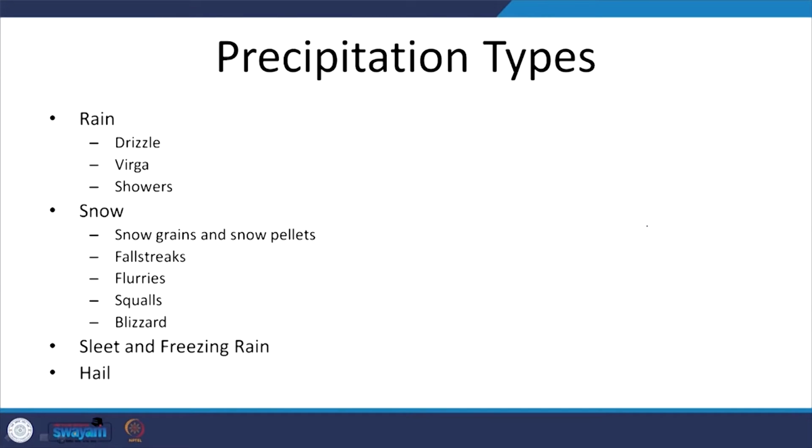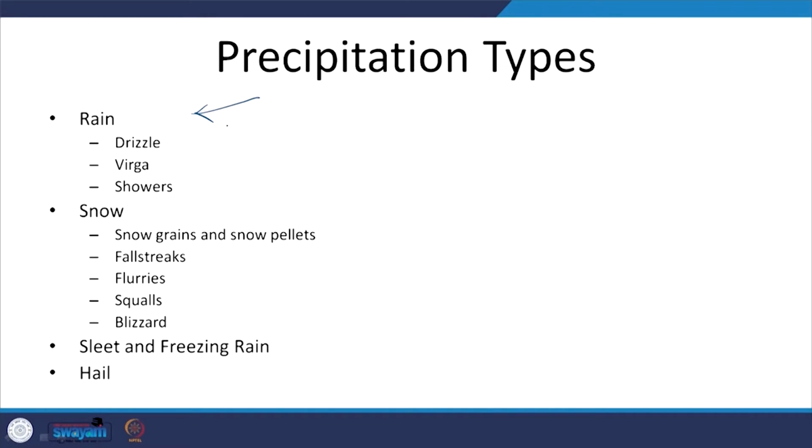Now, when you talk about precipitation, what is precipitation? The basic idea of precipitation is when a small cloud droplet grows into a rain droplet of a sustainable size. When it crosses a sustainable size, this rain droplet will start moving towards the ground, bound by gravity.